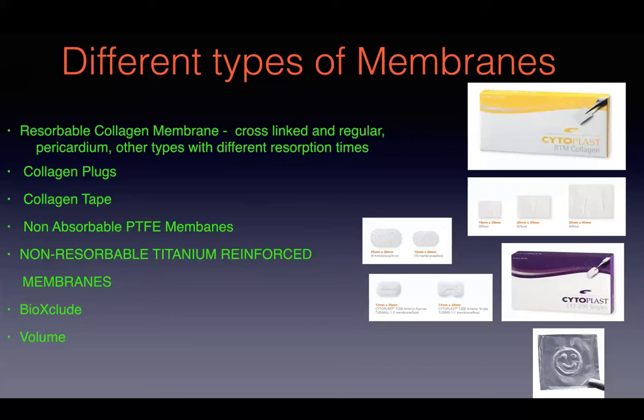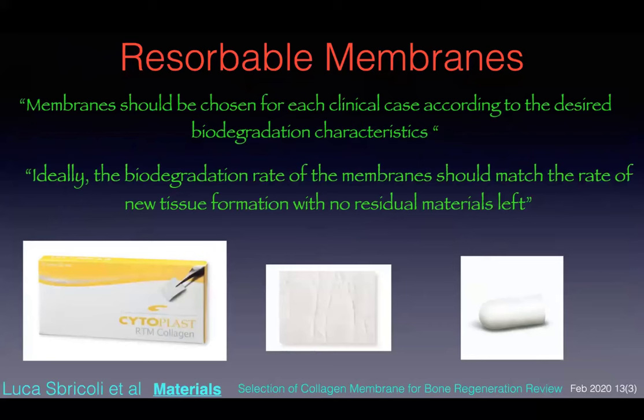There are many different types of membranes in the market. I've listed most of them here. I'm going to be speaking mostly about collagen membranes. So with these resorbable membranes, they're typically made out of collagen. They show better interaction with soft tissues, allow for better oxygen exchange, micronutrient passage, favoring cell proliferation. And they typically come from Achilles tendon, but then you've got pericardium also made out of porcine. They can be just regular collagen membrane, or they could be cross-linked. And those typically have a better mechanical stability. And they also have different resorption times.